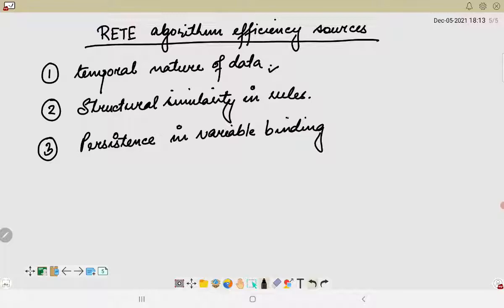So here what happens is RETI remembers the previous calculations and is able to merge new binding information efficiently. Right? So this is all about the RETI algorithm efficiency sources.